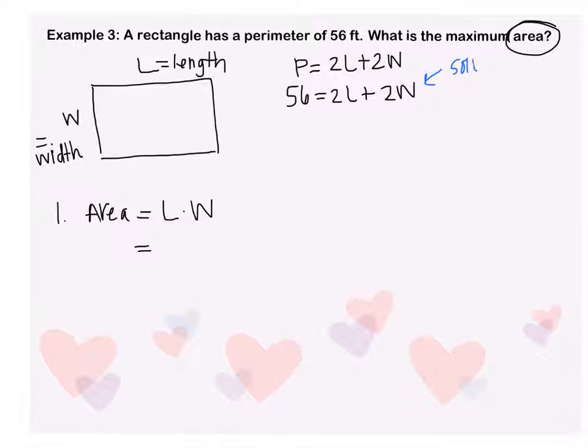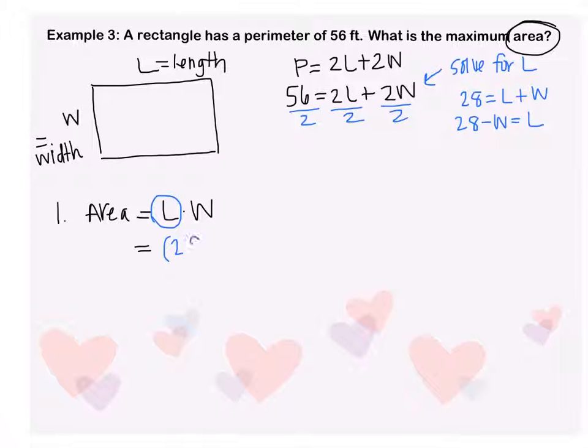So let's say I'm going to choose L. Solve for L. If I solve this for L, the first thing I'm going to do is divide everything by 2. So I'll get 28 equals L plus W. And then if I subtract W from both sides, I'll get 28 minus W equals L. Now here's why that's useful. I'm going to plug that in for this L in the area formula here. So 28 minus W times W.